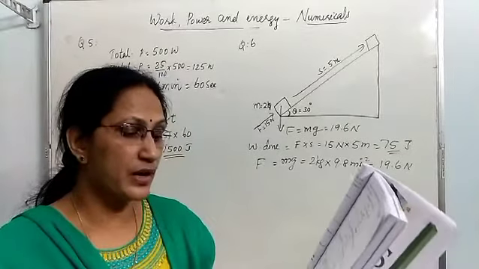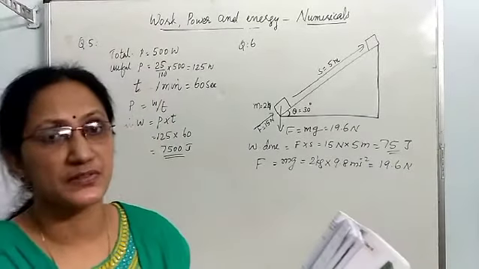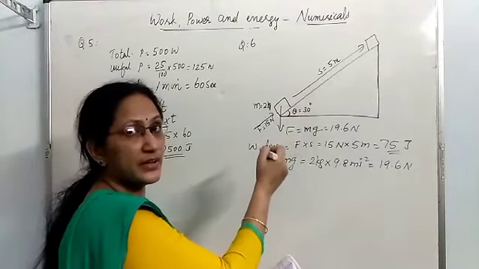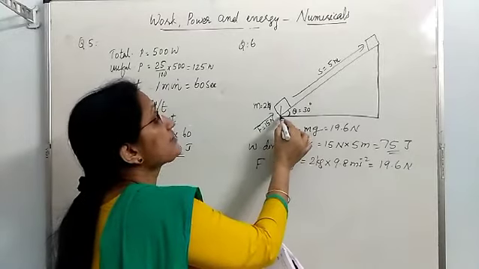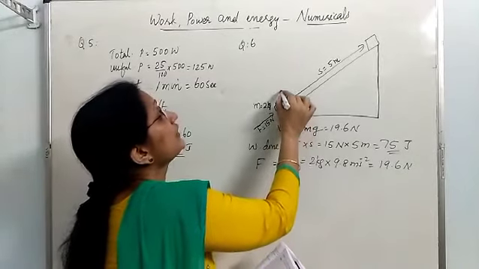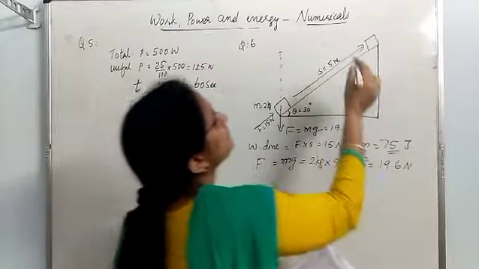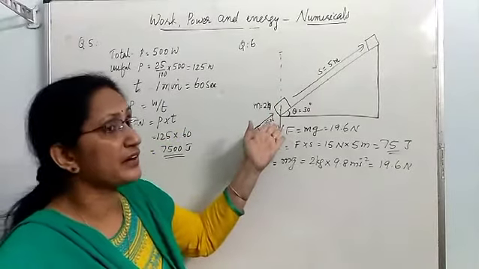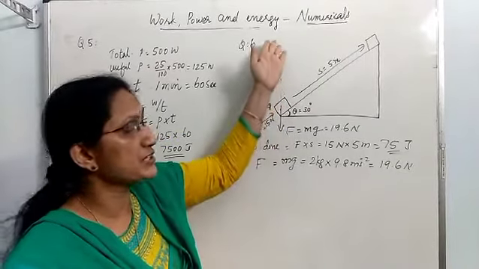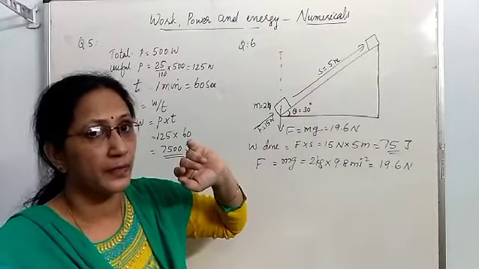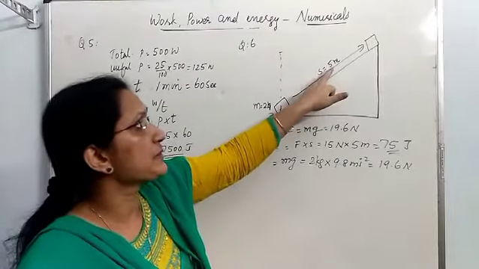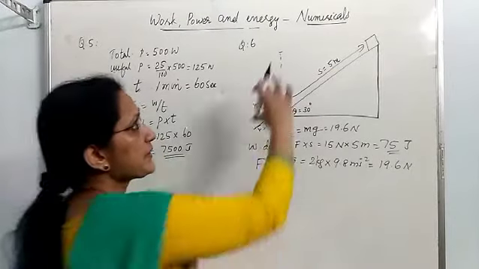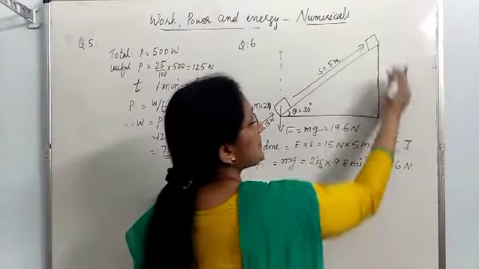Third part, the work done against gravitational force. Direction of gravitational force is in downward direction. And against gravitational force, what is the displacement happened? This is the direction of gravitational force, and against gravitational force the body is moving. Okay, here we can't take the displacement as 5 meter. Against gravitational force the displacement happened, that is equal to this distance.